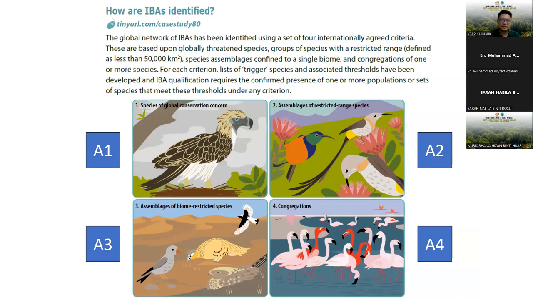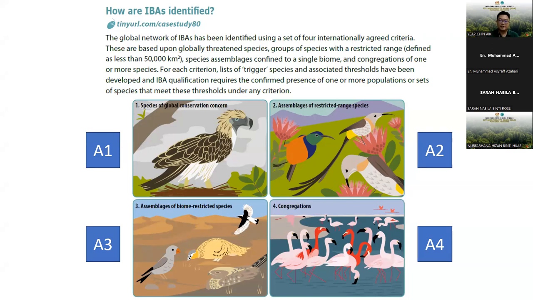So now we come to how do we select an IBA? How do we select a site to become an IBA? Now we have to remember that when we select a site, sama ada untuk IBA atau KBA, we want it to be the best of the best, or the most unique of the uniques, if you want to put it that way. So in order to do that, we have to develop a criteria, right? So in this case, MNS did not develop that criteria, thankfully. It was developed by the pengasas, organisasi dia, BirdLife.